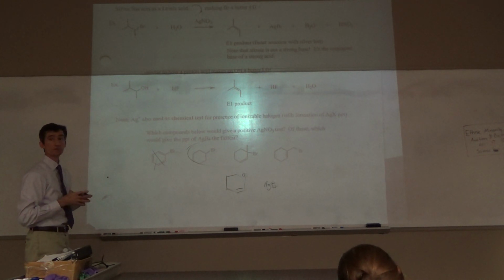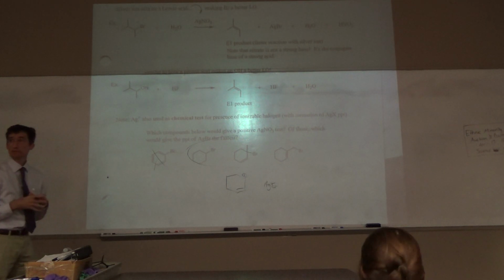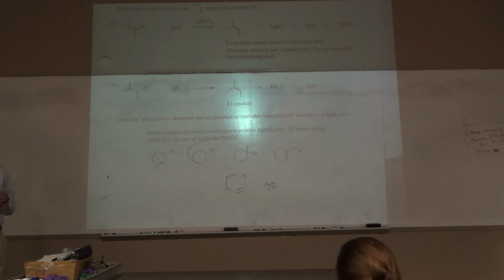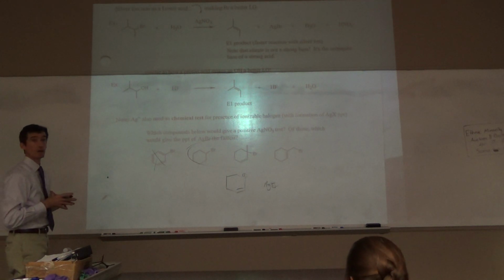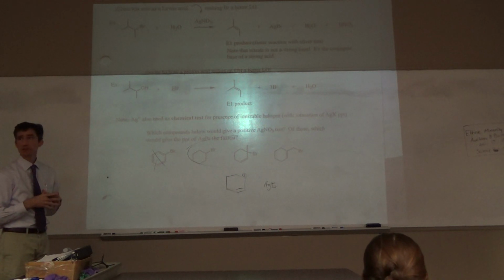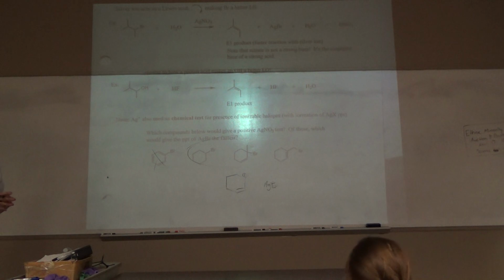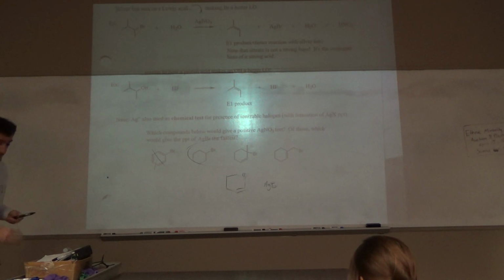Any questions about this? You guys able to assess potential carbocations that will be forming here? Nobody questions the fact that I said none of these would be primary carbocations? Well, the last one would be the shift down. Exactly.